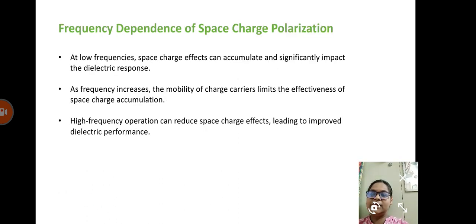Frequency dependence of space charge polarization. At low frequencies, space charge polarization effects can accumulate and significantly impact the dielectric response. As frequency increases, the mobility of charge carriers limits the effectiveness of the space charge accumulation. High frequency operation can reduce space charge effects, leading to improved dielectric performance.